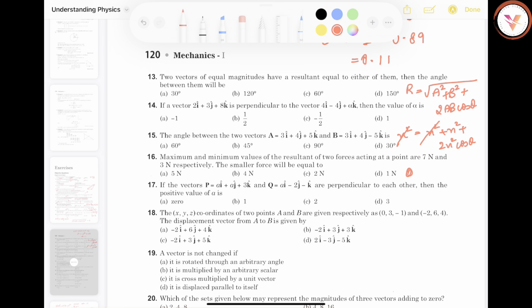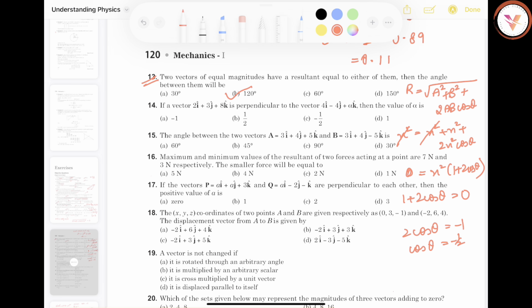0 equals to, take x square common, 1 plus 2 cos theta. Take x square here, it becomes 1 plus 2 cos theta equals to 0. 2 cos theta is equal to minus 1, cos theta is equal to minus 1 by 2, and it is negative, so the angle is 120 degree. So that is the standard one. Okay.